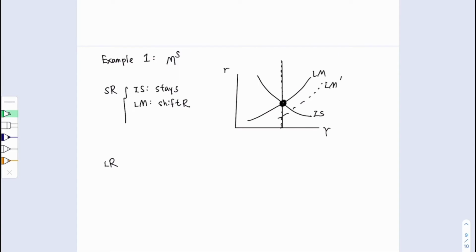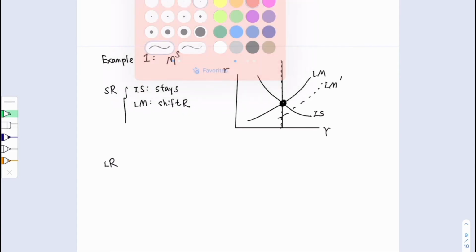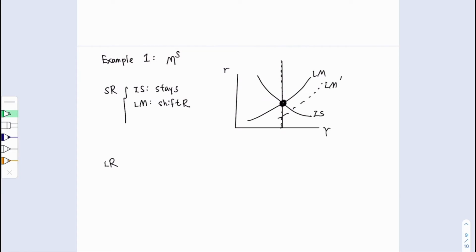because we know that is the only point where all the markets are in equilibrium. Then when the government starts to print a lot of money, the IS curve stays the same, the LM curve shifts to the right, and we find a new intersection, which is the point here. That is, the R falls temporarily and the Y increases temporarily.